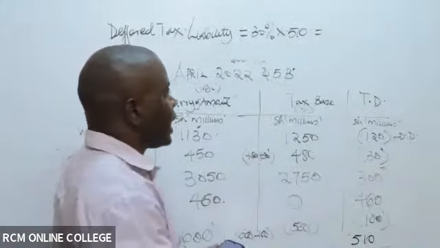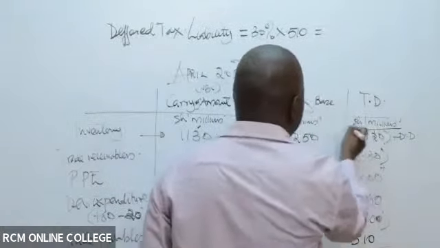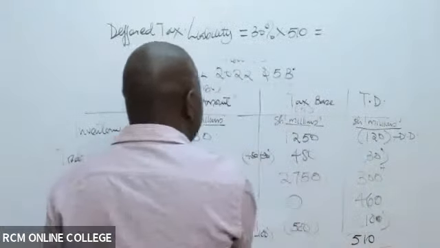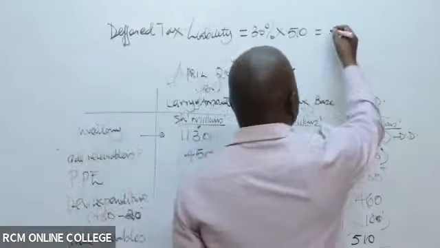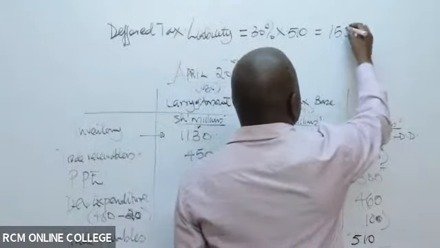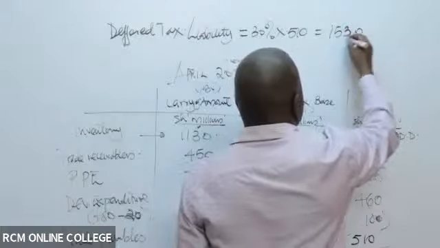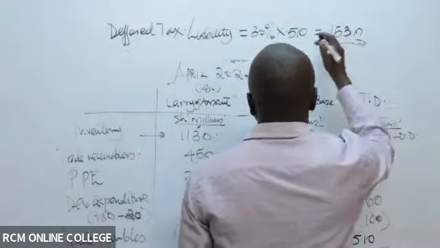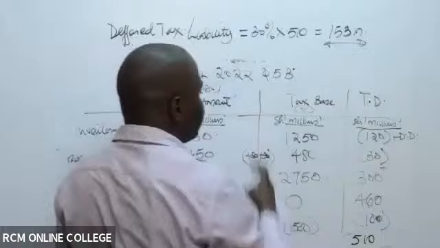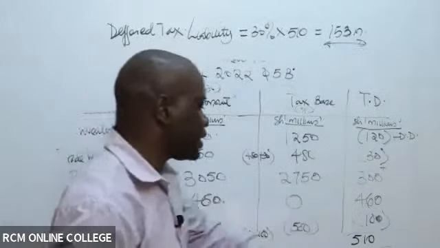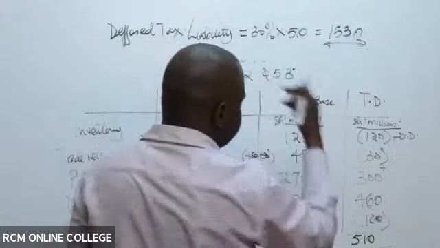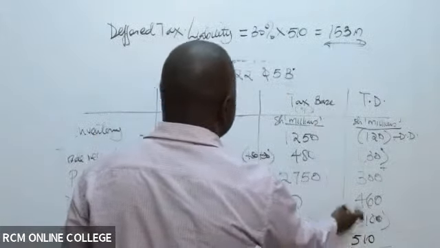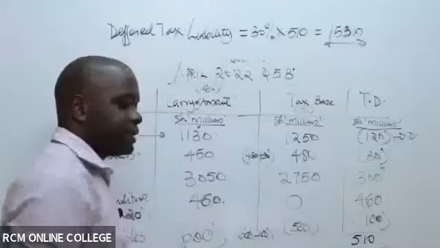Remember, our figures are already in millions. It will be equal to 153 million. So that is what the deferred tax liability is. If it would have been a negative, it would have led to a deferred tax asset. But since it's positive, the temporary differences are positive, it is a deferred tax liability.